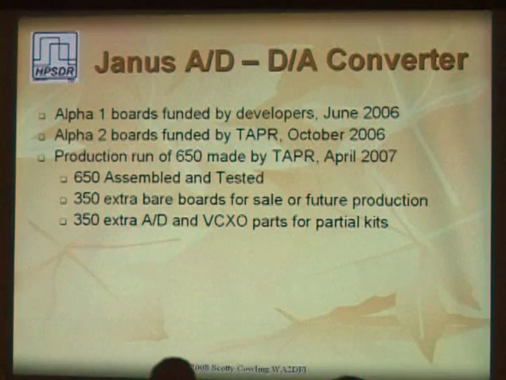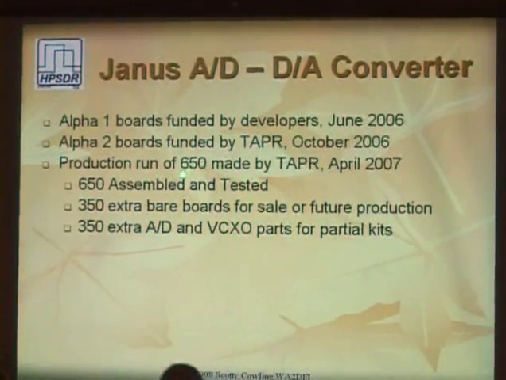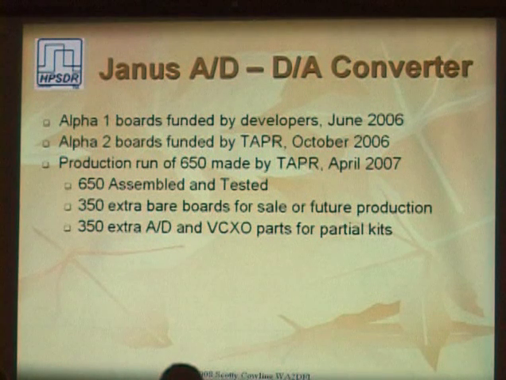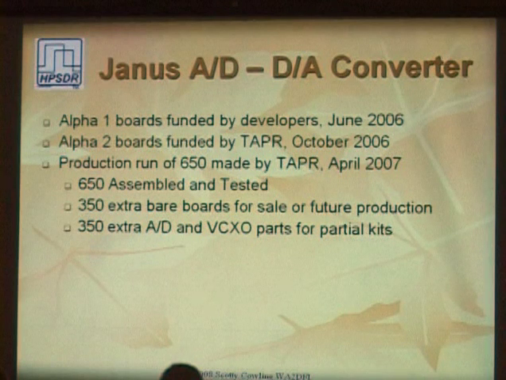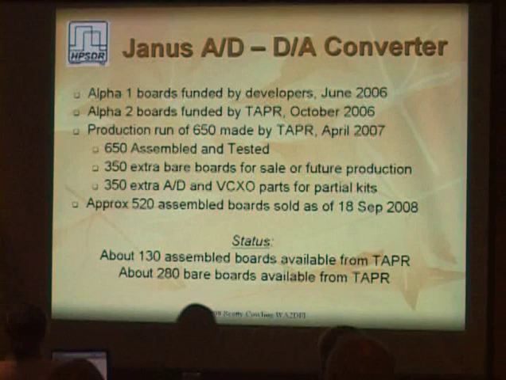Okay, again the same kind of schedule you can see, and the production run of 650 was made at the same time as the Aussie board, so that was a fun year. Fun time. And of course, you notice the date again. It's the, oh my God, Dayton's next month. But it was more like, oh my God, Dayton's 5 months away. Let's get going. This is when it was completed, just in time. So again, 650 assembled, tested, 350 bare boards. We also bought some extra VCXOs because those are basically unobtainium for individual users that want just one. Approximately 520 have been sold. So we have about 130 left, and we also have some spare boards.